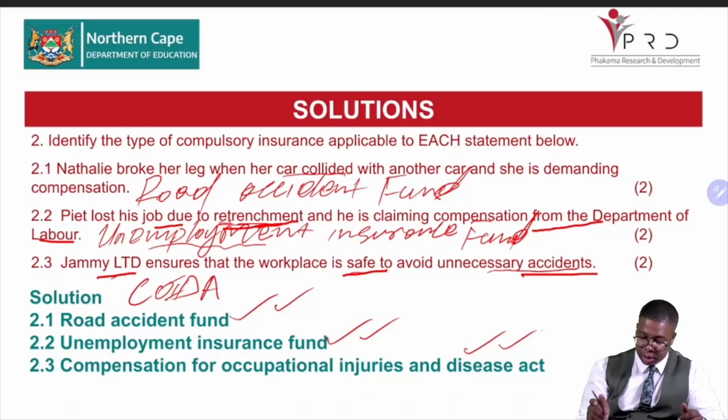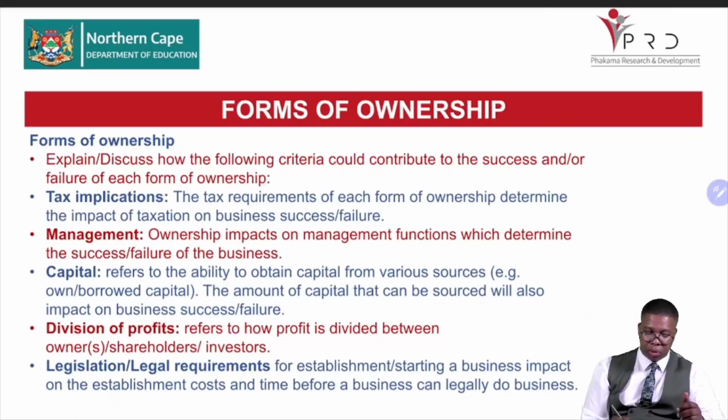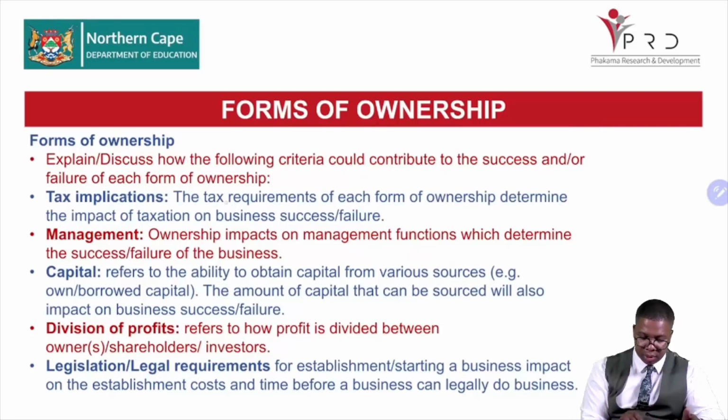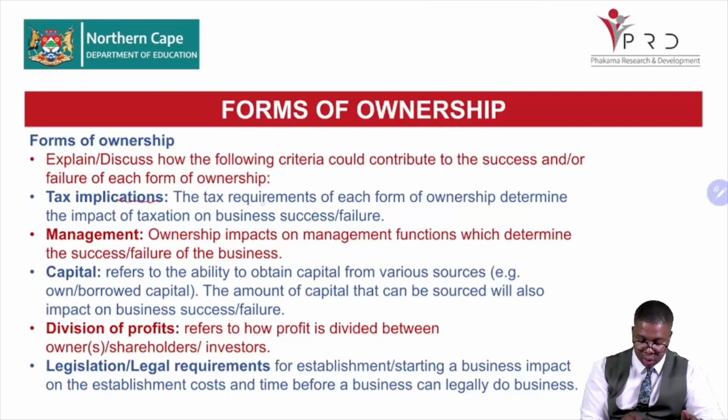Then as we proceed, we look into forms of ownership. What is key there is for you to understand the criteria of forms of ownership that will help you determine the success or failure factors for each form of ownership. So it's important to know tax implications: they deal with the requirements of each form of ownership, determining the impact of taxation on the success and failure of each form of ownership.